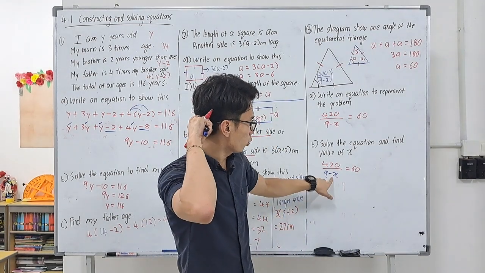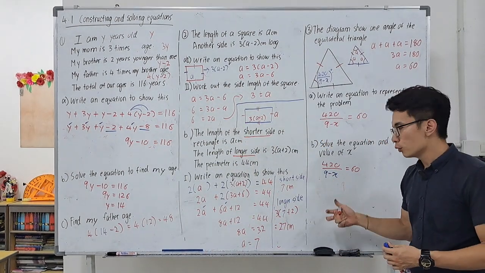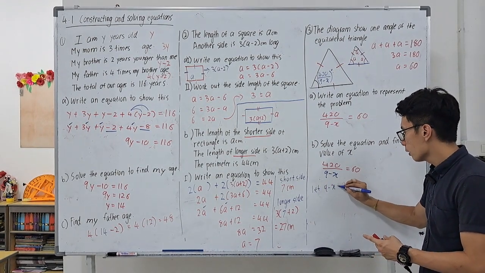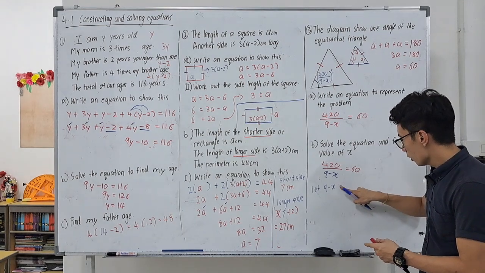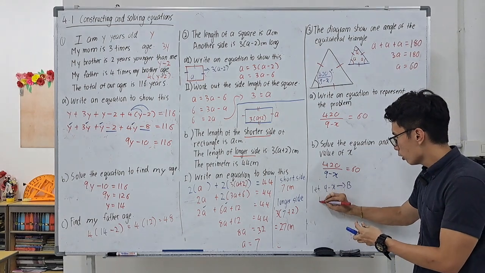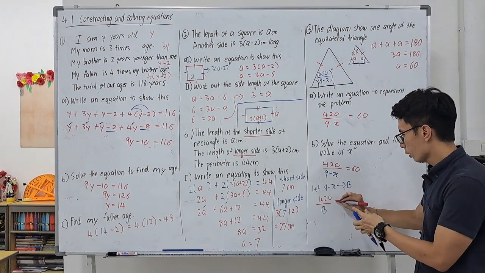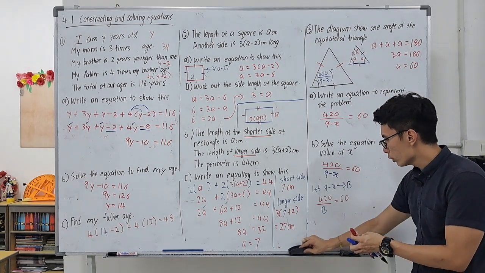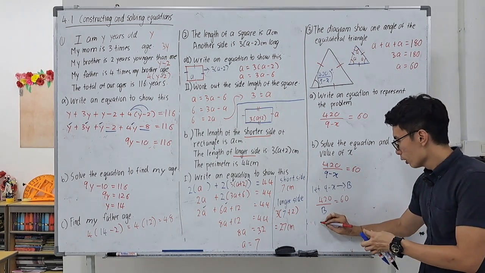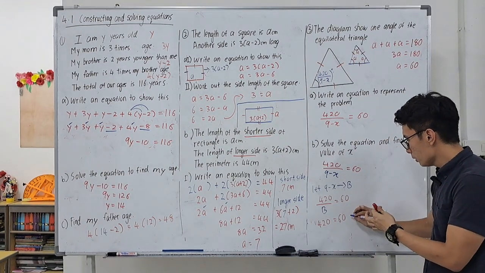Some of you might be confused, how do I move this over here? If this looks complicated, you can always use this method again. Let 9 minus x become b. So this is going to be 420 over b, and that equals 60. Now we know how to move: division, I move up here, becomes multiplication. So I will have 420 equals 60b.